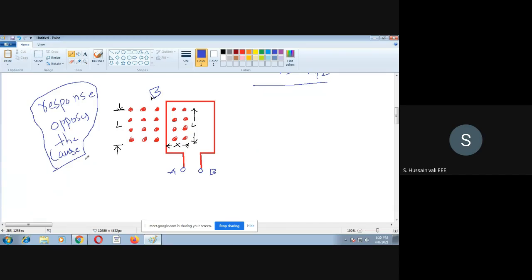Then how I will explain is that, assume that I have a load here. Just let me take the load as a resistor, just for example. So it's a resistor.